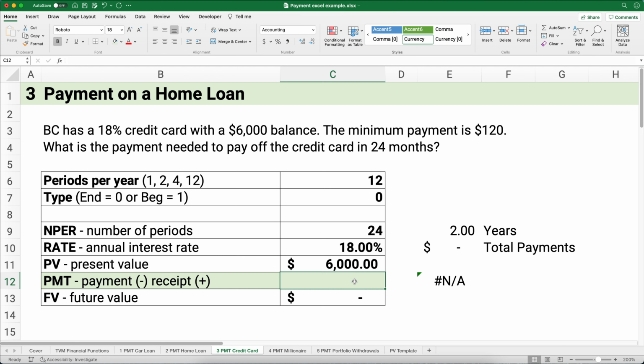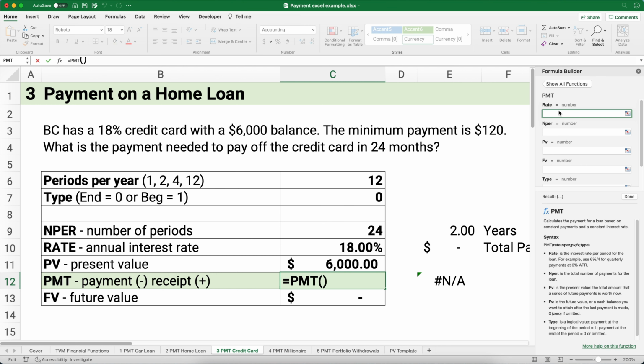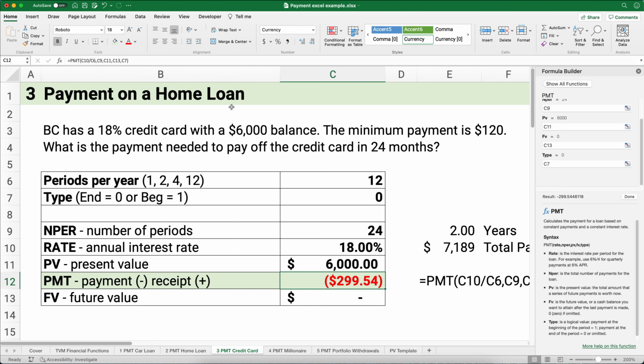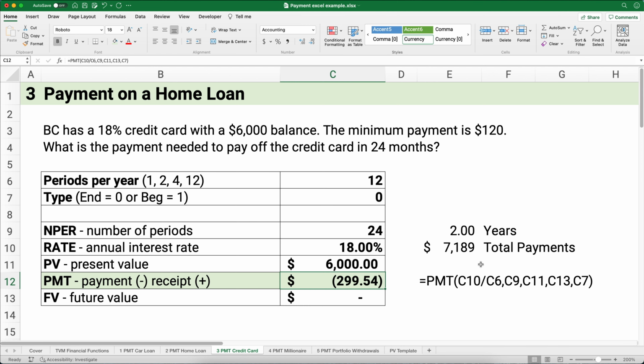What's our payment each month to pay off this credit card? All right, so we're going to do payment. Our rate is going to be 18%, but that's not per month. That is for the entire year, so we divide by 12, but that's 1.5% per month. The number of periods is 24 months. The present value is $6,000. That's positive. The future value is 0. And the type, payments happen at the end of the month. You're going to have to make a $299 payment, essentially a $300 payment every month to pay off this credit card. So you do that in 24 months.